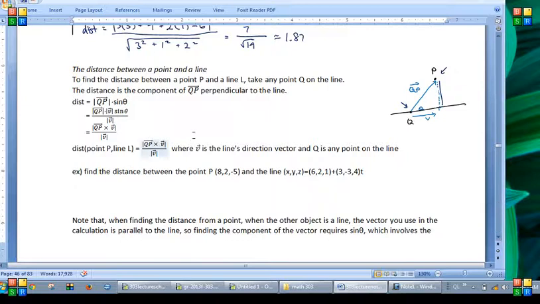So we're going to take our vector between our known point and some point on the line and cross it with the direction vector and then divide by the magnitude of the direction vector. And that'll give us what we need.